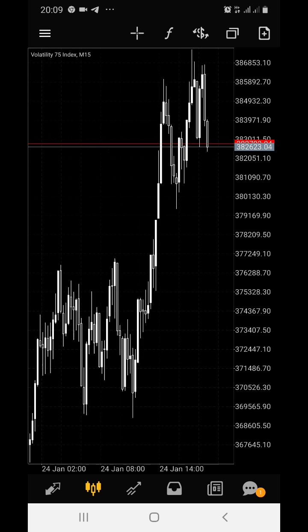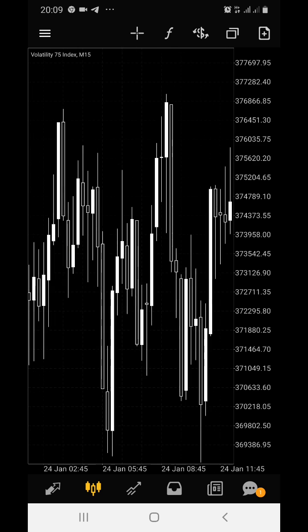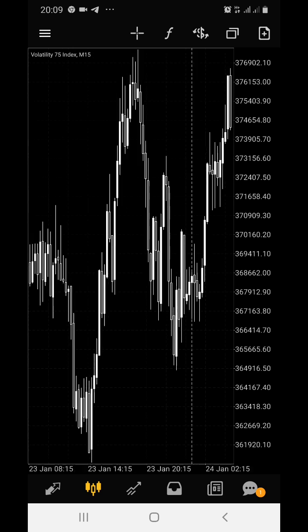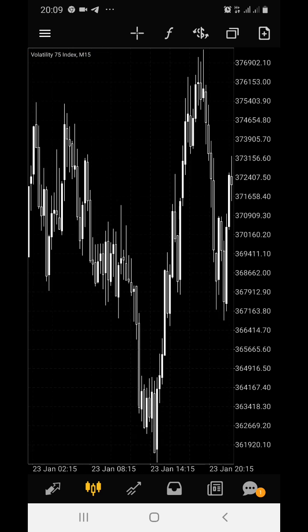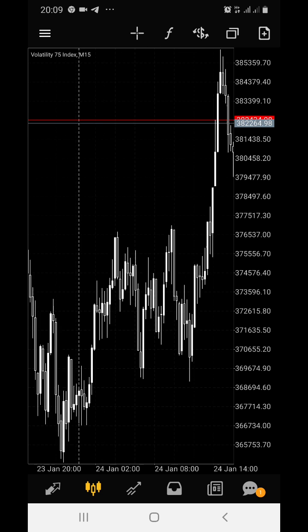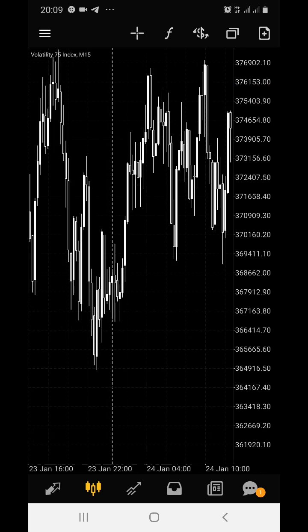Okay. We are no longer discussing it yesterday. We are now talking about it right now. So we are looking at the movement of volatility as it is nowadays. As you can see, my charts are naked, meaning to say I'm going to be using pure price action to analyze V75 with the knowledge of support, resistance, and candlestick patterns.